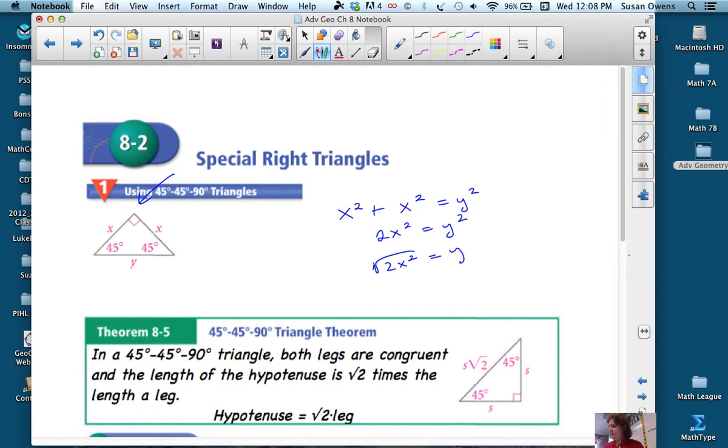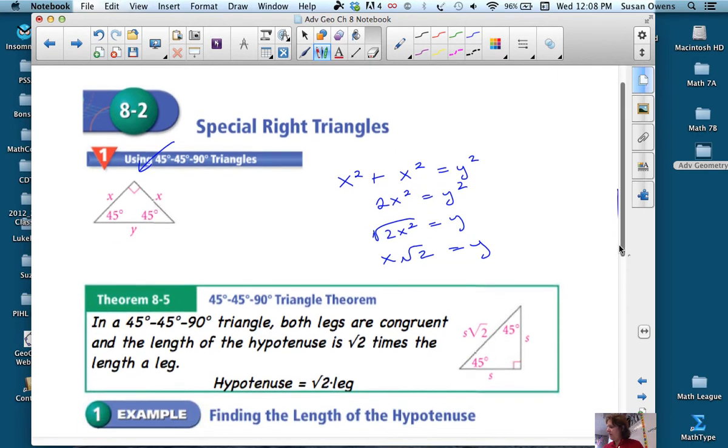Then we can simplify this. The only thing we can bring out is the square root of x squared, which is x. And so we get x root 2 equals y. What this tells us is that whatever the legs are, the hypotenuse is going to be root 2 times those legs.